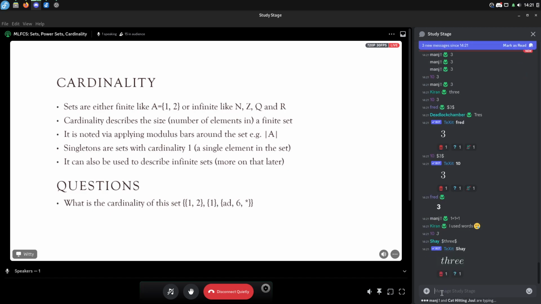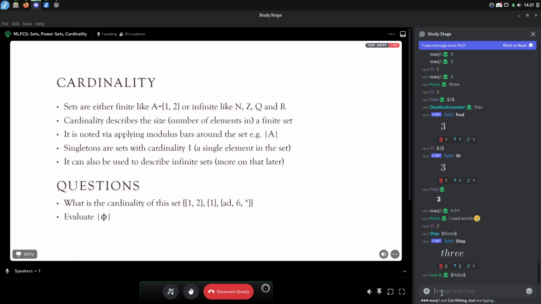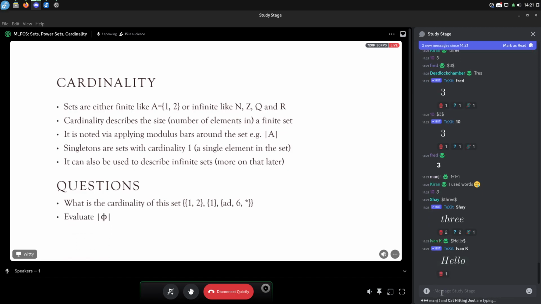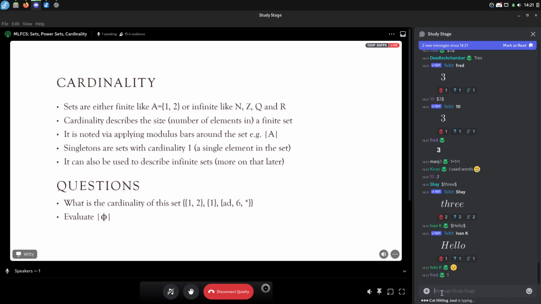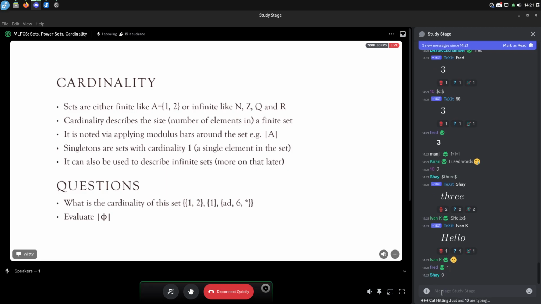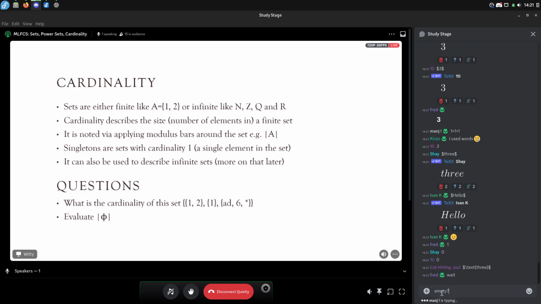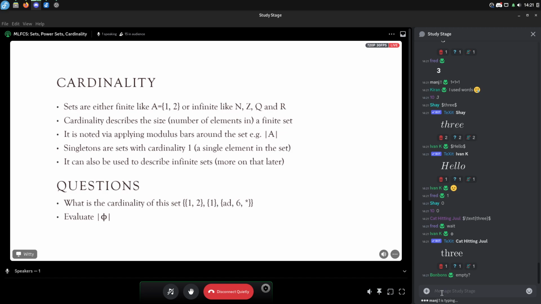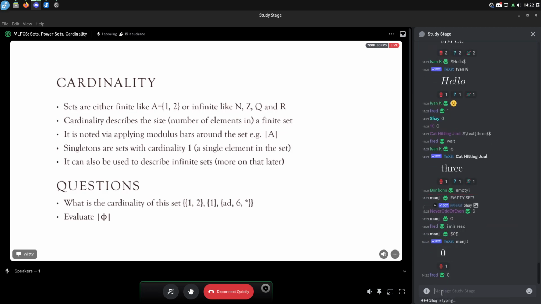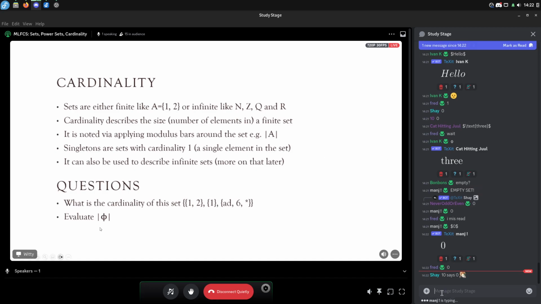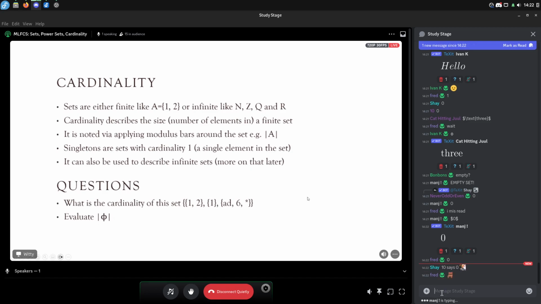Good job. All right. Evaluate this. So when you evaluate this expression, what do you get? 1. Fred says 1. Shay says 0. 10 says 0. Someone put 3. Okay, 0 is the correct answer. Good job. Because this phi, remember, is a notation for the empty set, which contains 0 elements. Therefore, the cardinality is 0.